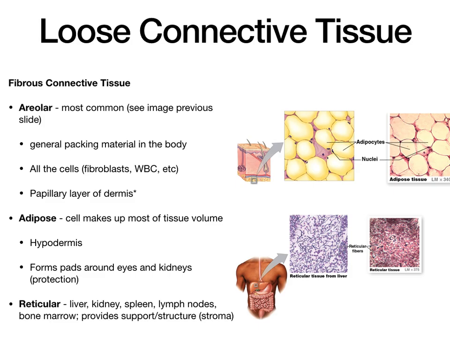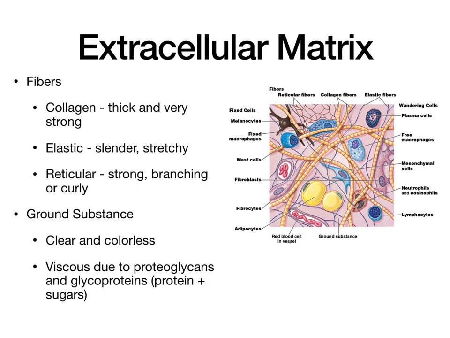Okay, so now the loose connective tissue. This is fibrous connective tissue. We have three types: areolar, adipose, and reticular. Our areolar is our most common type of loose connective tissue. Going back to that previous slide, looking at that image, that is what areolar tissue is going to look like and what it's going to consist of.